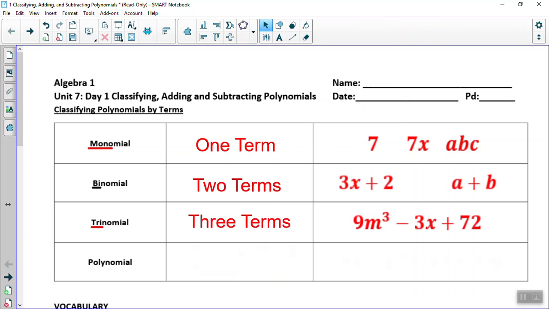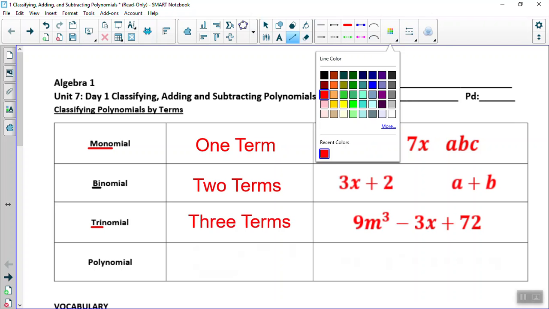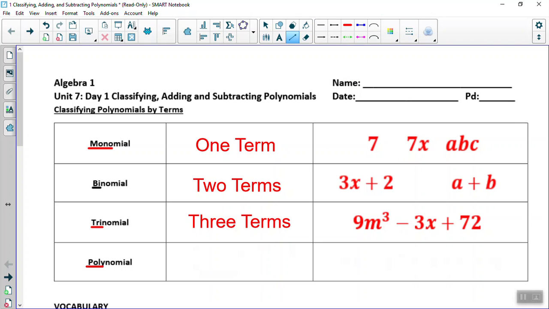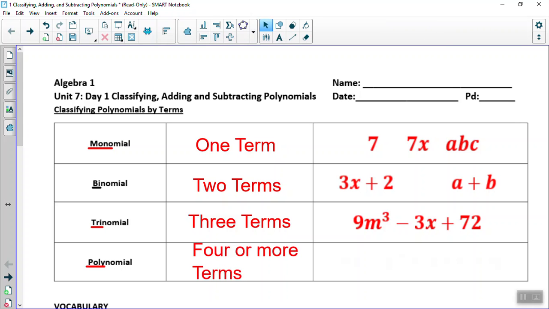All right, and then finally we come down to polynomial. So anything beyond trinomial is just referred to as a polynomial. Poly just means many. So anything above a trinomial, we don't have a separate name for it. We just classify it as a polynomial. So it's anything with four or more terms. So an example of that could be something that looks like this. 9x is a term. That negative 17 is a term. The 2y is a term. And then the 3xy is a term.